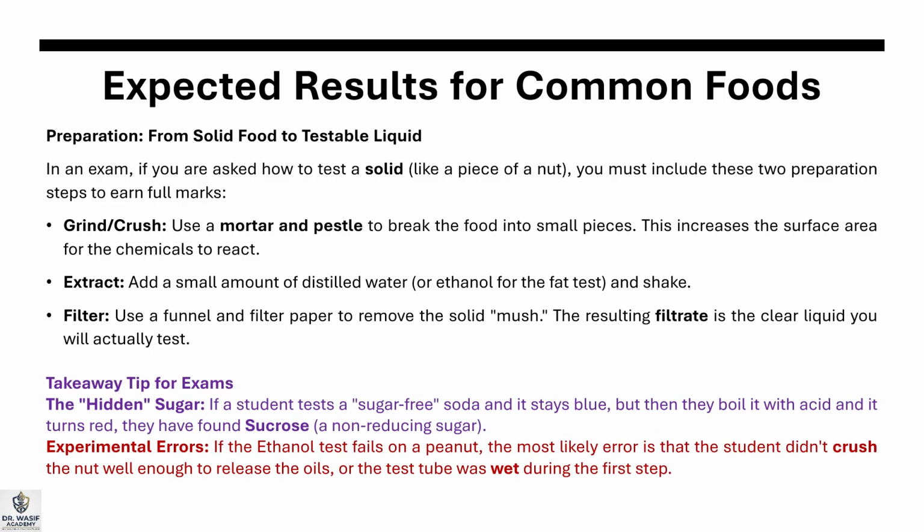So if you are asked why a sugar-free soda stayed blue in a Benedict's test but turned red after you boiled it with acid, you have just found sucrose. The acid did the work of breaking that non-reducing sugar down into glucose. And if your fat test on that peanut fails, don't blame the chemistry. It is usually an experimental error. Either the nut was not crushed enough to release the oil, or your test tube was wet in step 1. So precision is everything.